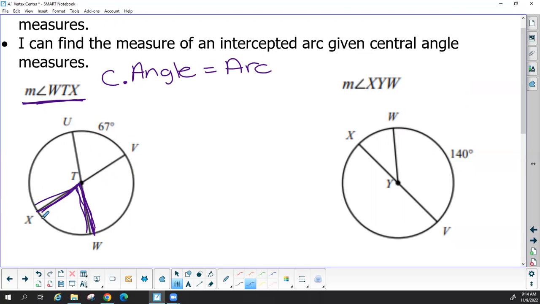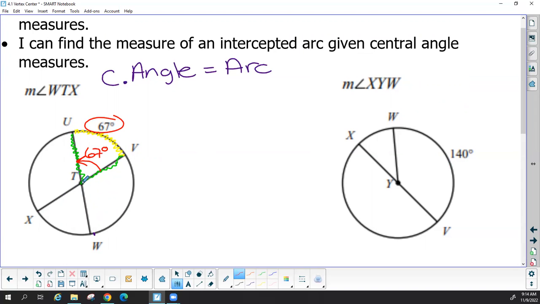I don't know what its arc is, but I do know that this angle should be the same as this one. And in fact, I'm going to walk this back a little bit and simplify to start. Let's not find WTX. We have this arc here labeled 67 degrees, and it's intercepted by this angle here, UTV. So let's find UTV. Well, since the arc that this angle intercepts is 67 degrees, this angle is going to be the same measure, 67 degrees.